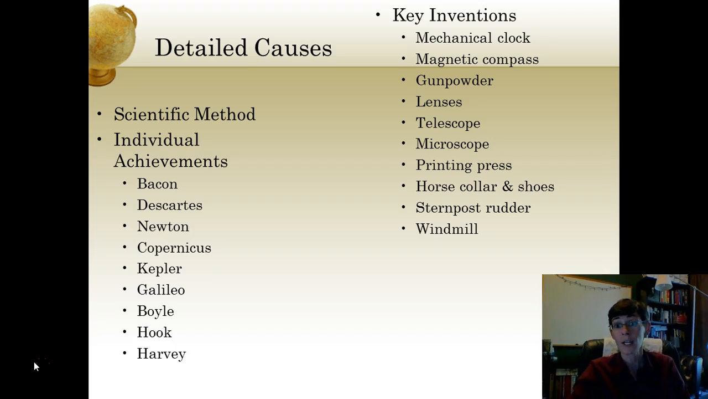Okay, so key inventions. We have the mechanical clock, the magnetic compass, gunpowder, lenses, as in glasses. All right, the telescope, the microscope, the printing press, horse collar and shoes, the stern post rudder, and the windmill. So these are important key innovations and inventions that you should be aware of.